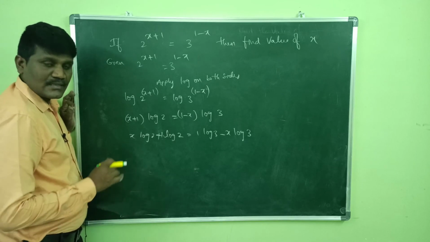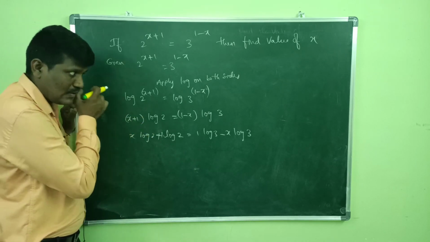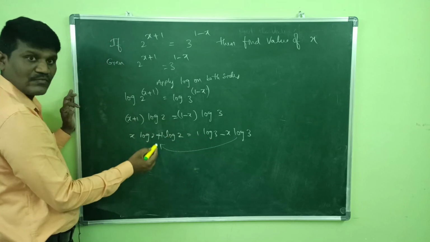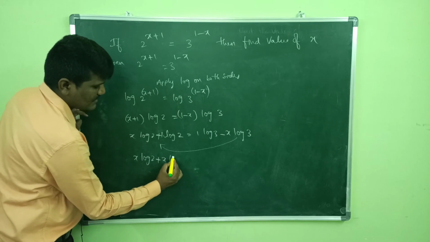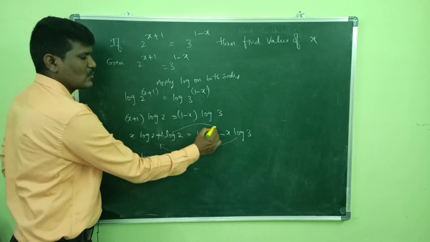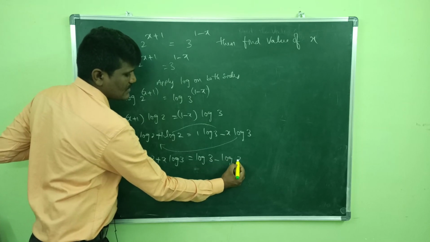Now what you do is bring x terms to one side, remaining terms to another side. Okay, so send x to this side. So it will become x log 2 plus x log 3. Send log 2 to that side. It will become log 3 minus log 2.